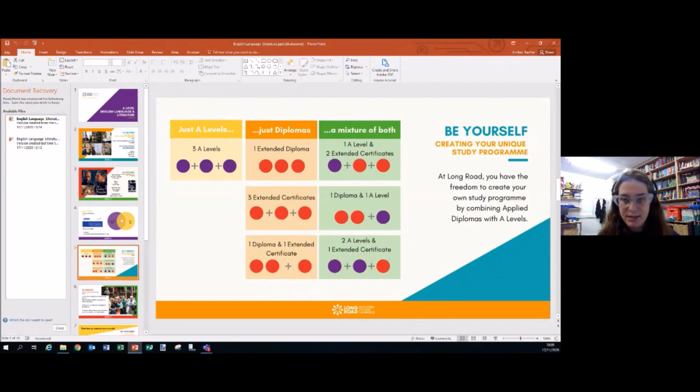I think a really interesting thing about studying at Longroad is this ability to mix and match. So yes, on the one hand, you can take three A-levels. You could take a diploma that would be 180 credits, and you can also do a mixture of both. I have a young man in one of my classes who I also teach media 60 credit. So I teach more than one subject myself. So I know that he's getting a really interesting experience because he's getting an A-level in English language and literature, but he's also doing a 60 credit diploma. And I think that's really exciting that you've got those options here at Longroad.